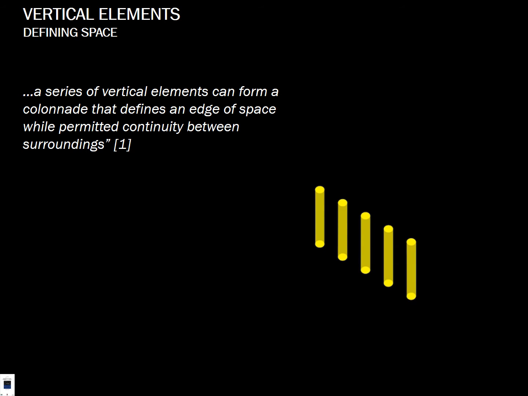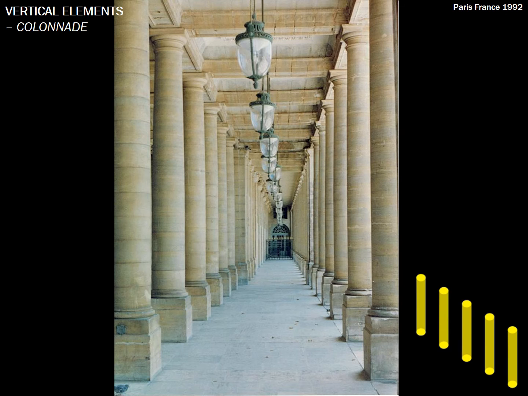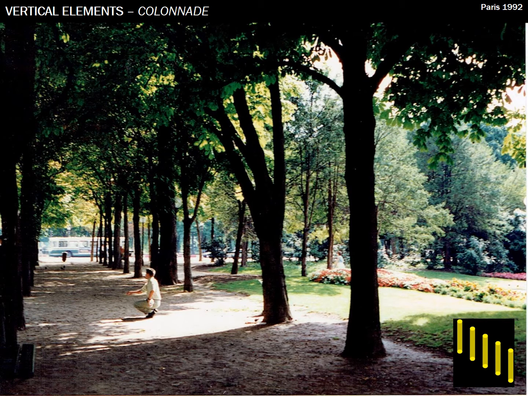So now vertical elements, you can create a virtual wall, a plane, just by virtue of a cascade, a colonnade. So you're maintaining an indoor-outdoor flow, but you have a boundary. It's penetrable, but it's still a boundary. So you're defining the space, the edge of a space. Took this picture in Paris in '92. Also Paris '92. A colonnade of trees can have the same effect.